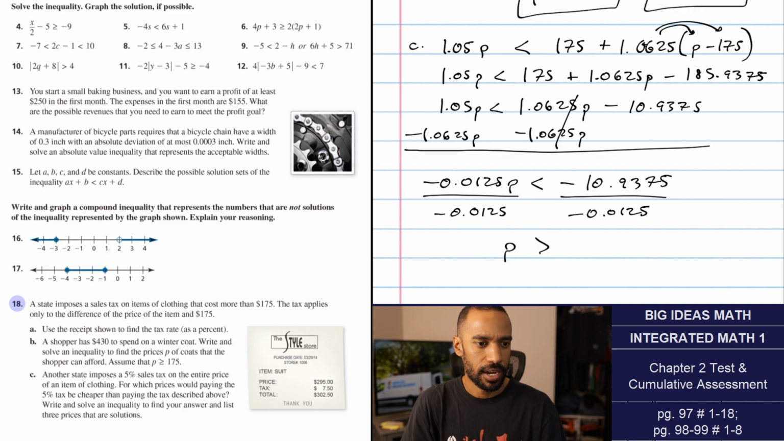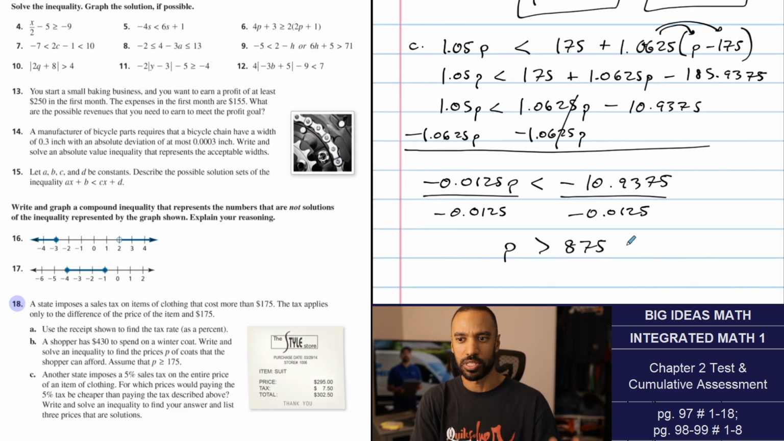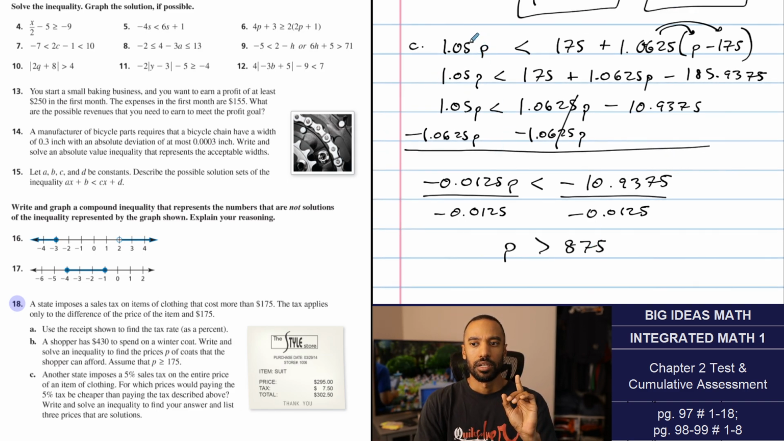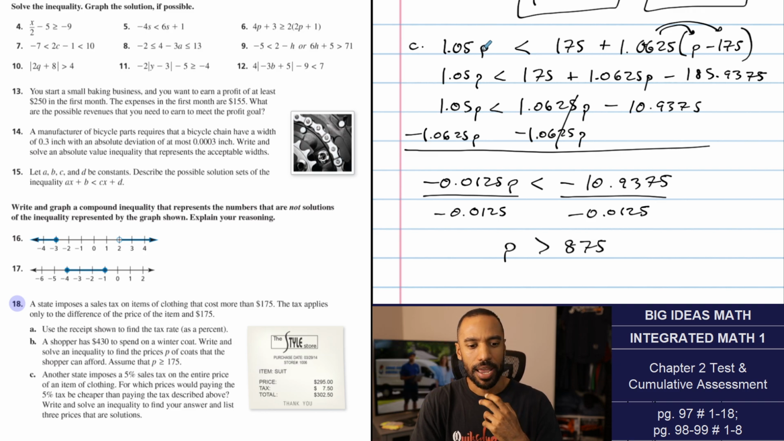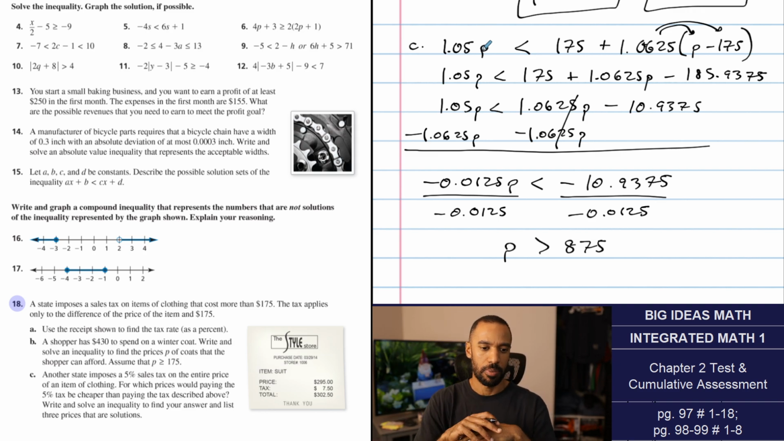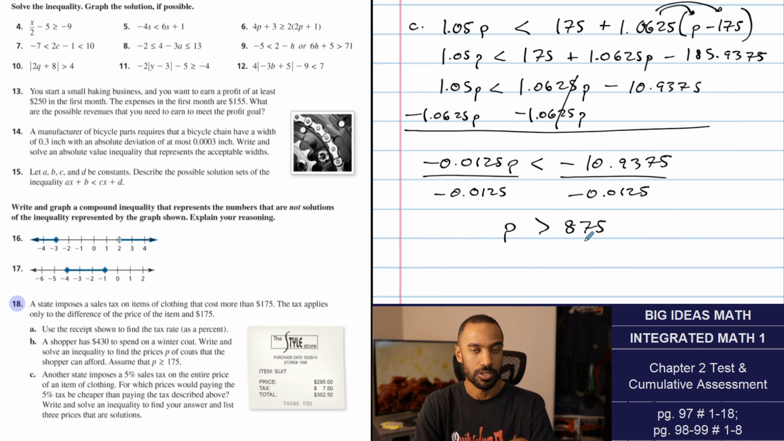So I'm going to do 10.9375 divided by 0.0125. There's a chance this becomes a whole number, and it is. It's $875. So given what I have here, P is greater than 875, what's that telling us? It'll be cheaper. Wait a minute, what does it say? For which prices would paying the 5% tax be cheaper than paying the tax described above? It would become cheaper to pay the 5% tax on everything once you spend more than $875.